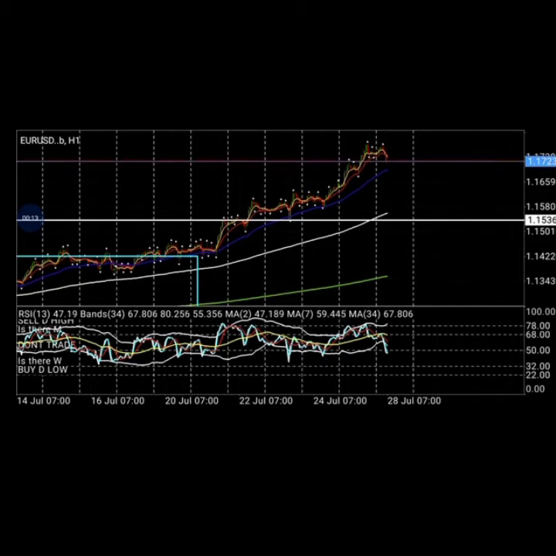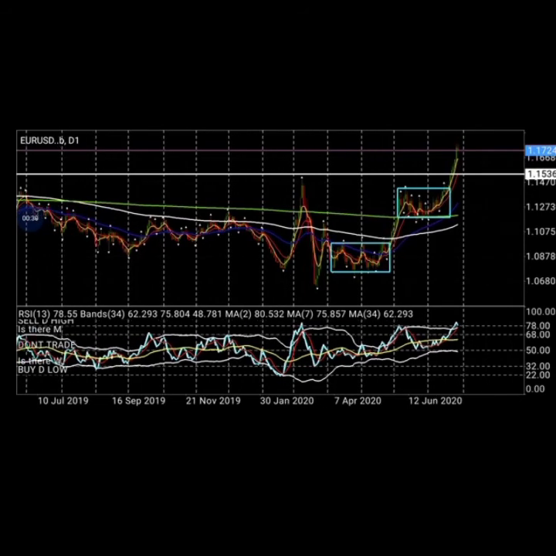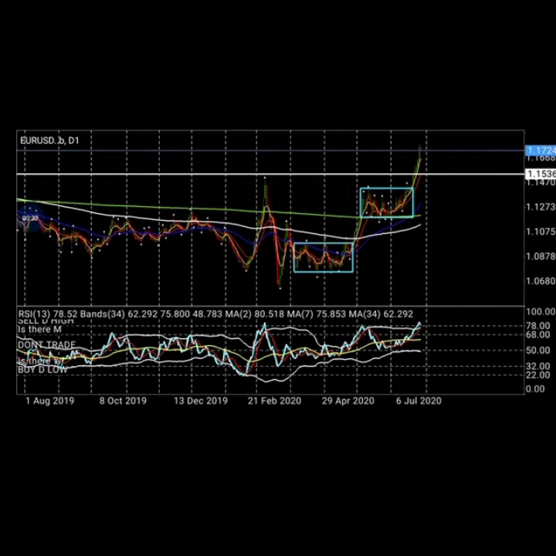As you can see, this pair has been trending. It has been on an uptrend for quite some time now, just like the USDCHF that has been on a downtrend for quite some time. If we look at the daily, let's see how many days this has been trending up. So we may be having a daily market cycle here.